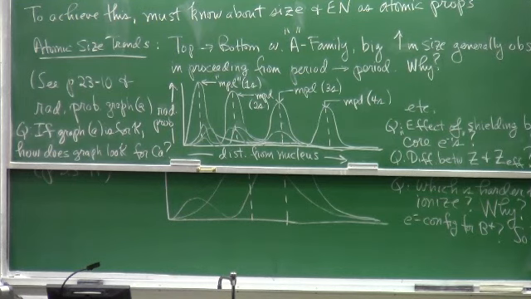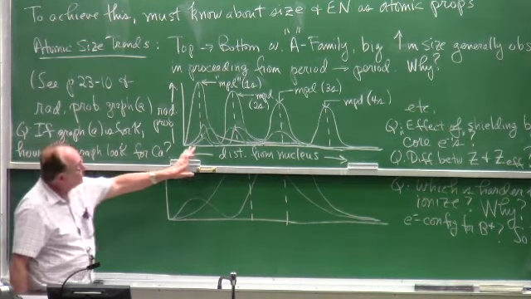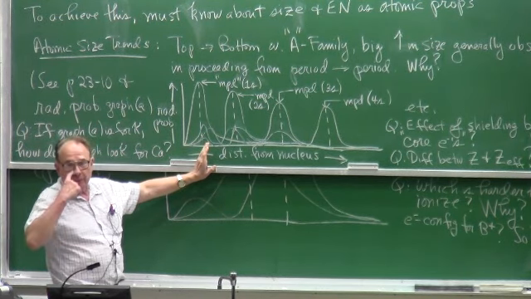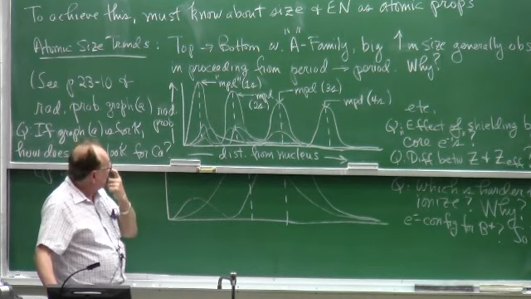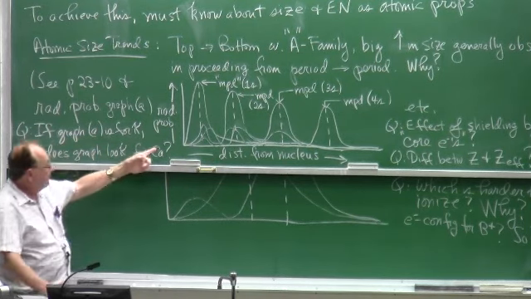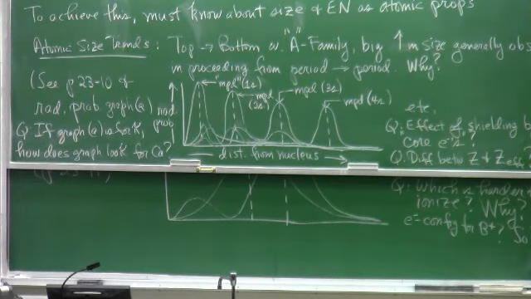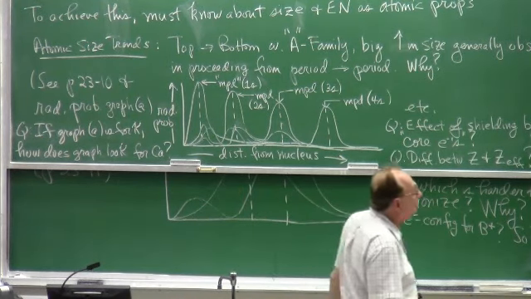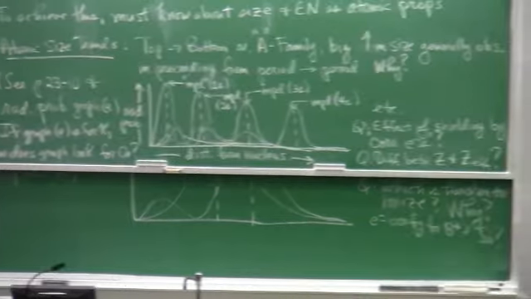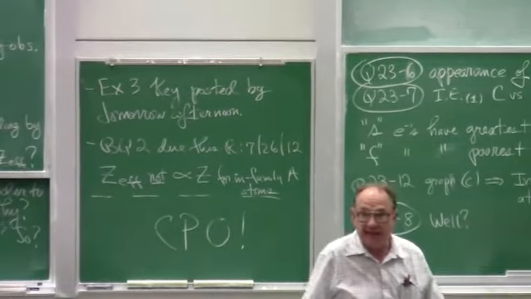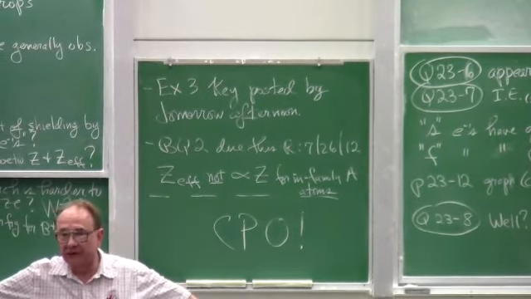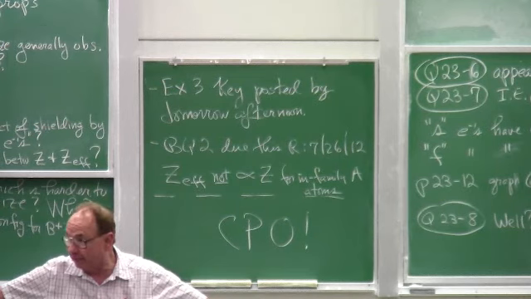How would this graph, if we take this graph to represent the s electron radial probability distribution for potassium, would this graph look exactly the same if we make it for calcium? Would this graph look exactly the same if we make it for scandium? Would this graph look exactly the same if we make it for gallium? Well, if the graph doesn't look exactly the same, then how is the graph different?